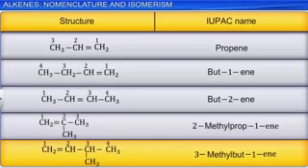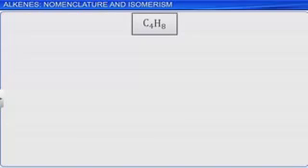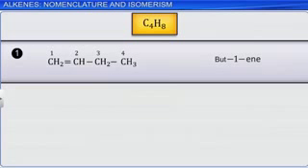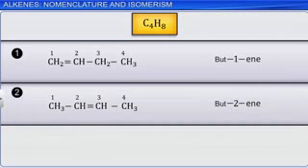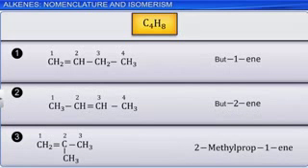In higher alkenes, molecules can be arranged in more than one way. For example, the molecule of an alkene with 4 carbon atoms, that is C4H8, can either be arranged as but-1-ene, but-2-ene, or 2-methyl-prop-1-ene. These are called structural isomers.